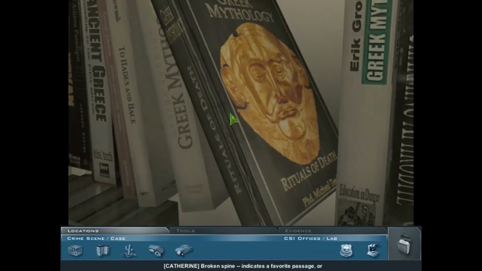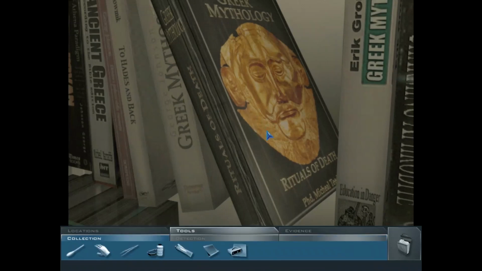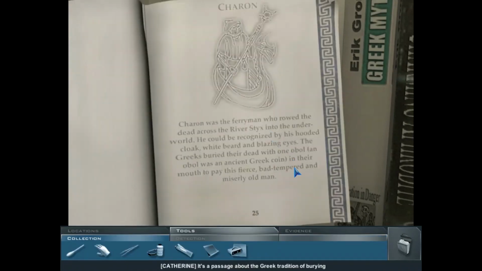Broken spine indicates a favorite passage, or at least a stopping point, by the reader. It's a passage about the Greek tradition of burying loved ones with a silver coin in the mouth. Payment for the ferryman. Hear that before?